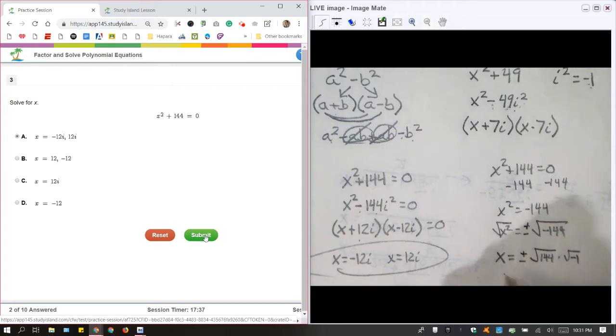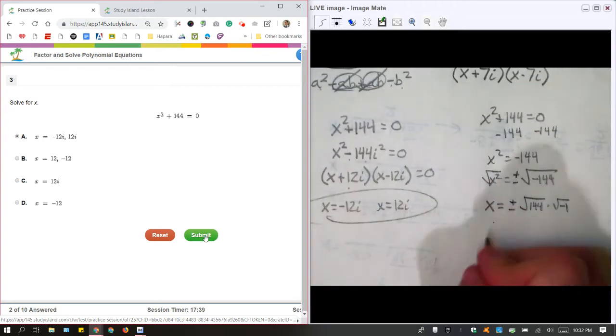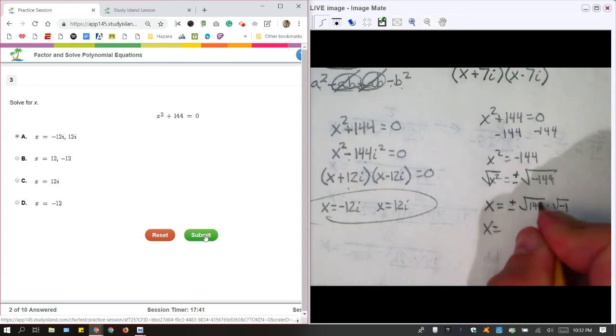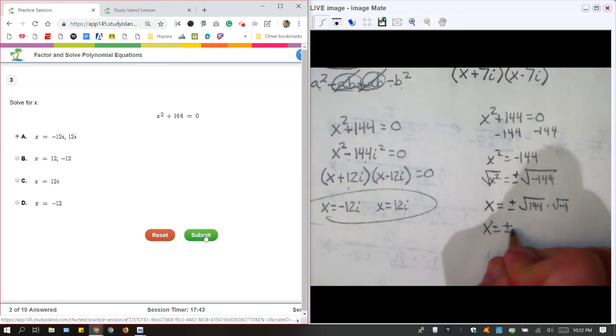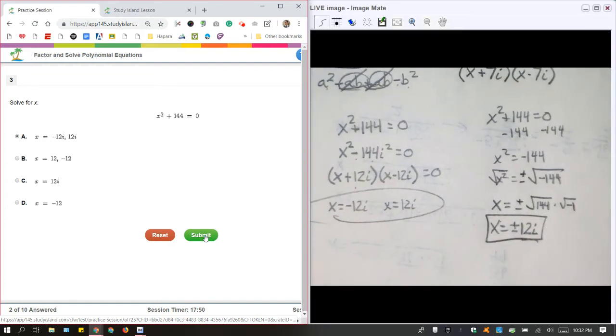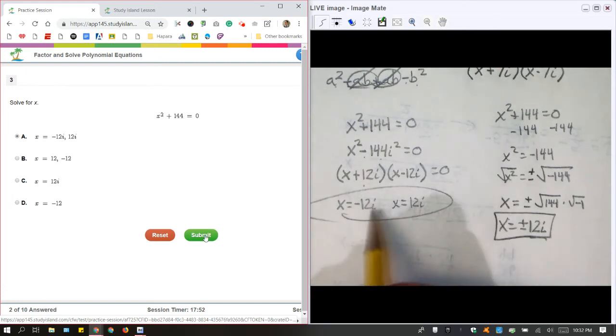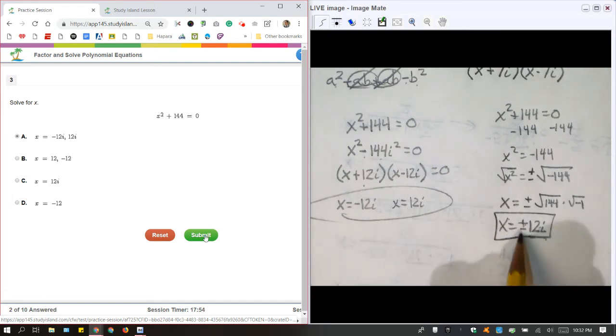And that means x is equal to positive or negative square root of 144, which is 12, so positive or negative 12 times the square root of negative 1, and the square root of negative 1 is i, so positive or negative 12i. That is another way to do the exact same problem and come up with the same two answers, positive 12i and negative 12i.